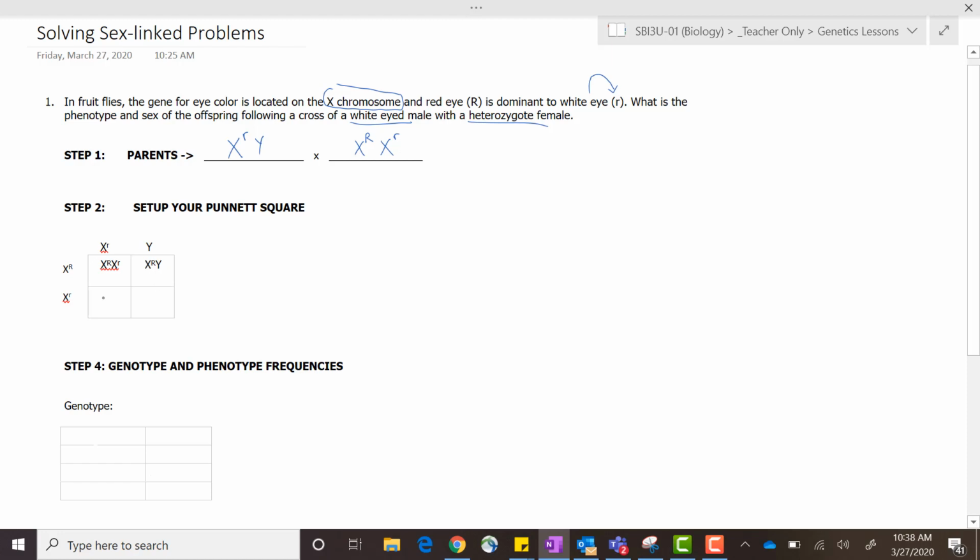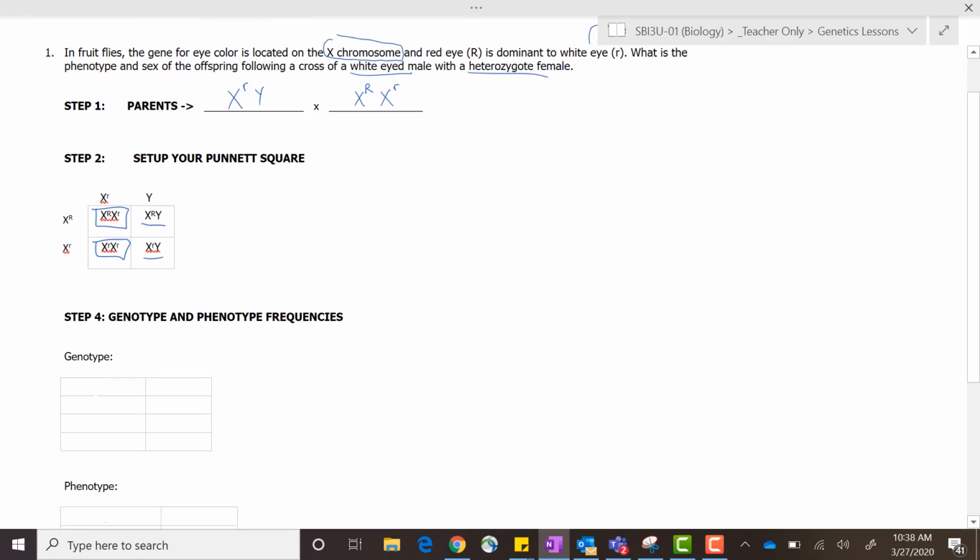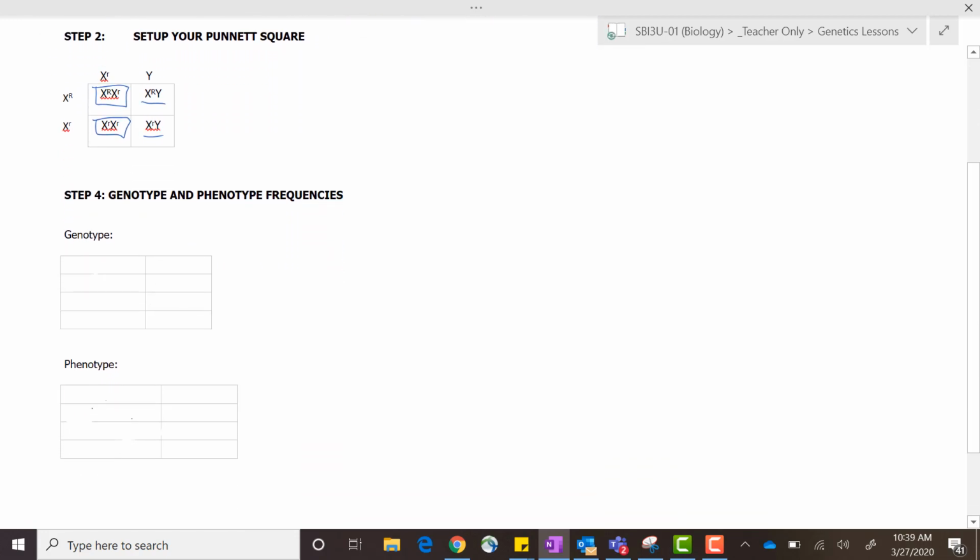Okay, so if you take your time and go through and fill in your Punnett square, you should get something that looks like this. Okay, 4 different genotypes. Again, the individuals that have XYs are going to be males, and individuals with XX are going to be females. And then your last step, as always, is to write in your genotype and phenotype frequencies. So that should be fairly straightforward for this problem. We have 4 different genotypes, and they all have the same frequency, 1 out of 4 or 25%.